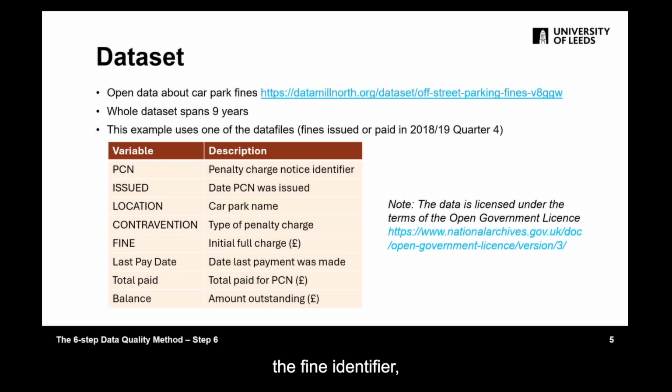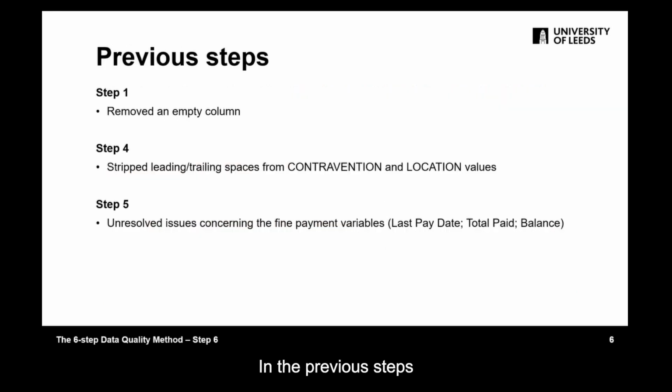the fine identifier, the date it was issued, the location, the contravention, and the fine, and then the last pay date, total paid and balance, which are to do with fine payments. In the previous steps that used this dataset, we checked whether anything was obviously wrong, carefully checked each variable in the dataset, and then checked combinations of variables. Cleaning as we went, we removed an empty column and stripped leading and trailing spaces from contravention and location values.